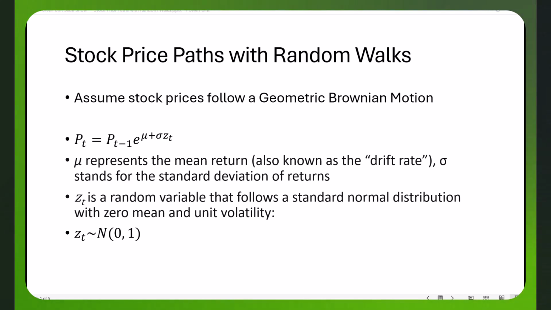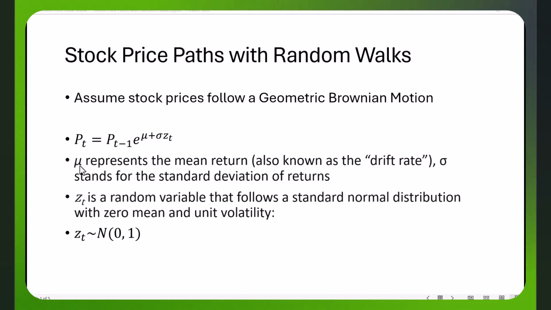Let's take a look at how we can use Excel to plot stock price paths with random walks. We're going to assume that stock prices follow a geometric Brownian motion, which is given by the price in time period t equals the price the previous period times the exponential raised to the mu plus sigma Zt.